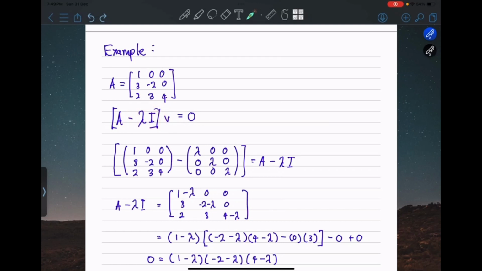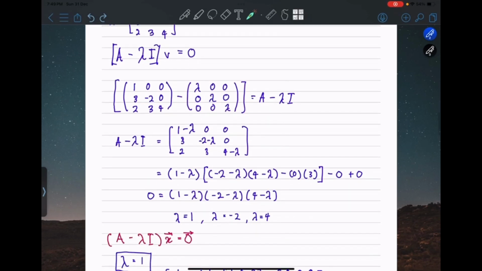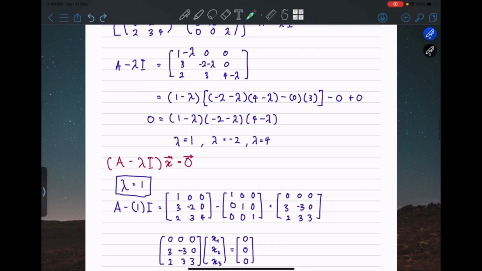Lambda multiplied by identity. Yes, identity, this one. So that's how you get these. And then from doing that, you just subtract everything, and then you get this one. Then after that, you just simply simplify it. And then you'll get lambda 1, lambda negative 2, and lambda 4.